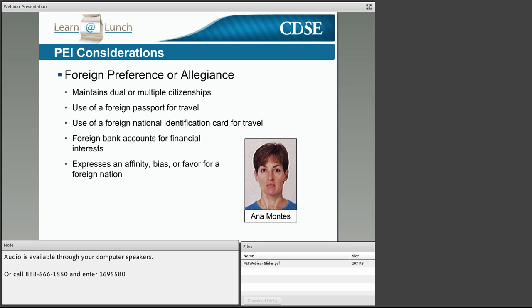The employee may complain about U.S. foreign policy or join social groups sponsored by or favoring a foreign country. This indicator is a sign the employee may put the interests of the foreign country over those of the United States. An example of foreign preference or allegiance can be found in Ana Montez, who was arrested in 2001 and sentenced to 25 years in prison for spying for Cuba.